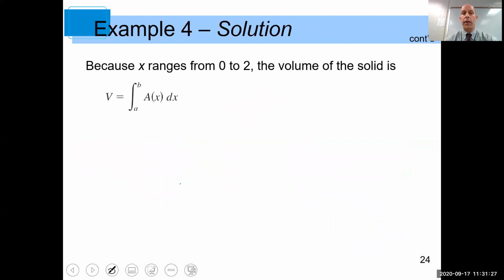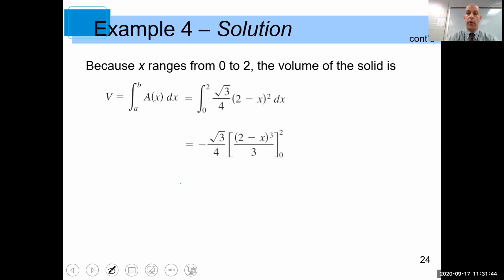Now we can go ahead and work this out. We're going from 0 to 2. So we're going to get the definite integral from 0 to 2 of radical 3 over 4 times the quantity 2 minus x squared dx. Now we get the antiderivative of 2 minus x squared, and we're just going to use our generalized power rule. Please note that negative came there, and the reason is because we're going to have to do a little u-substitution there. And we get a final answer of 2 radical 3 over 3. That is the exact volume for that problem that we were looking at.